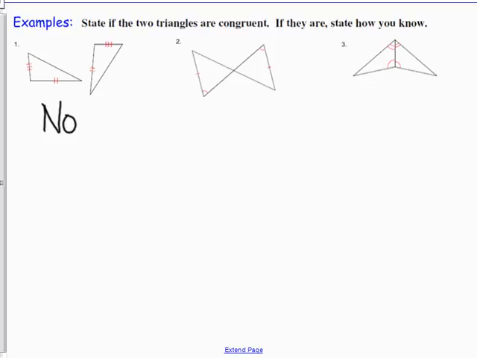Look at number 2. We've got this side congruent to this side. I've got this angle congruent to this angle. Is there another congruency that we can assume? There is. We can say that this angle is congruent to this angle. Why? Because of the vertical angle theorem. So these are congruent by which theorem now? Well, I've got a side, I've got angle, and angle. So that is angle, angle, side.